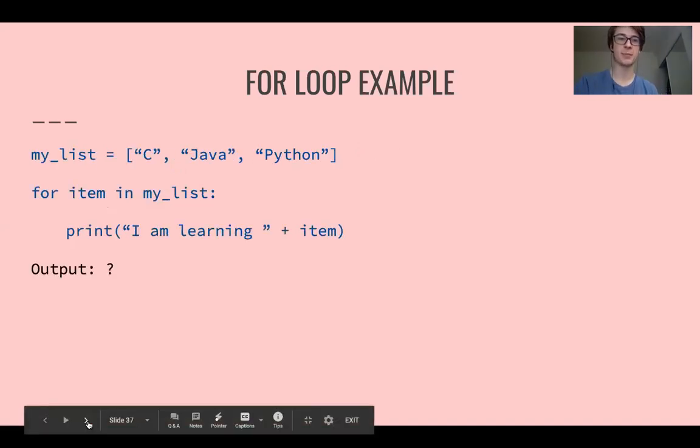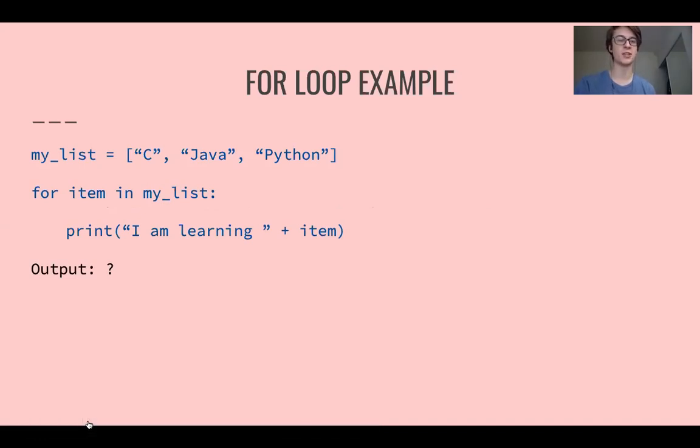And then the last common use for for loops is taking the value of each thing in a sequence. So in this case, we have a list of 3 things and we're iterating through that list. So what do you think it's going to print out? Or you can also go ahead and test it in your Colab as well.